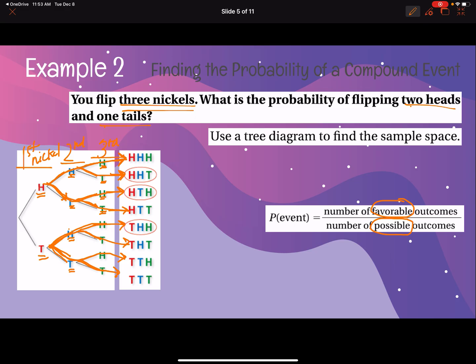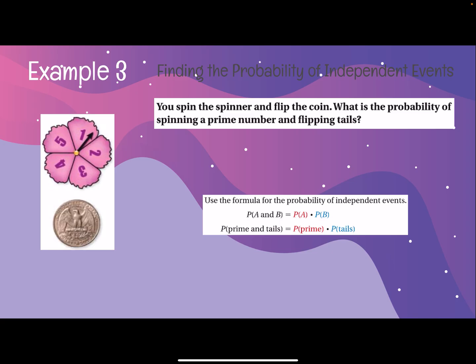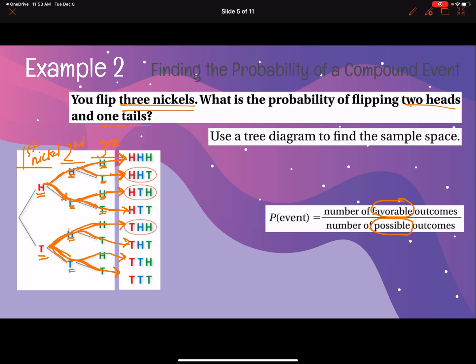Now, once we have our tree diagram, we're going to find this sample space that we have. So it says we want the probability of flipping 2 heads and 1 tail. So I want the probability of 2 heads and 1 tail. That's the probability I'm trying to find. So if I use this formula, I need to find my total outcomes and my favorable outcomes.